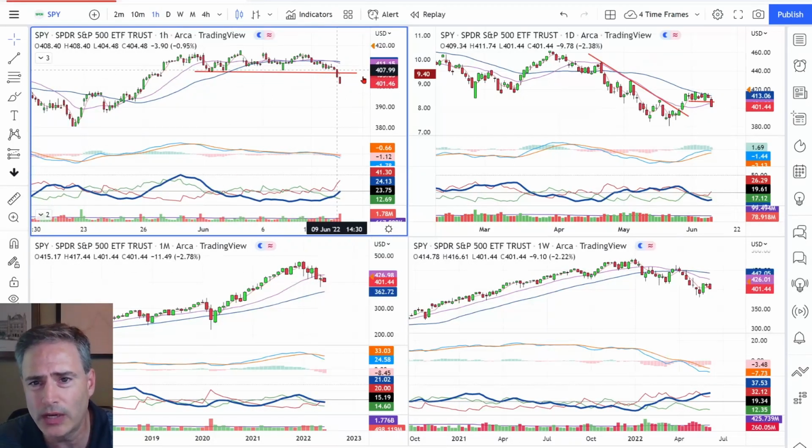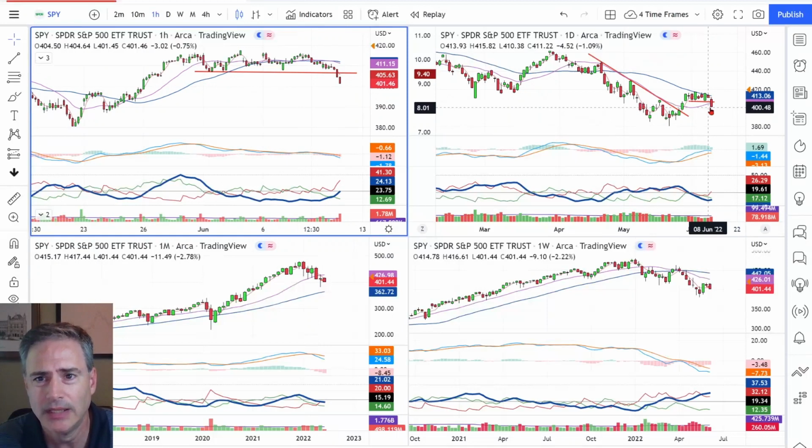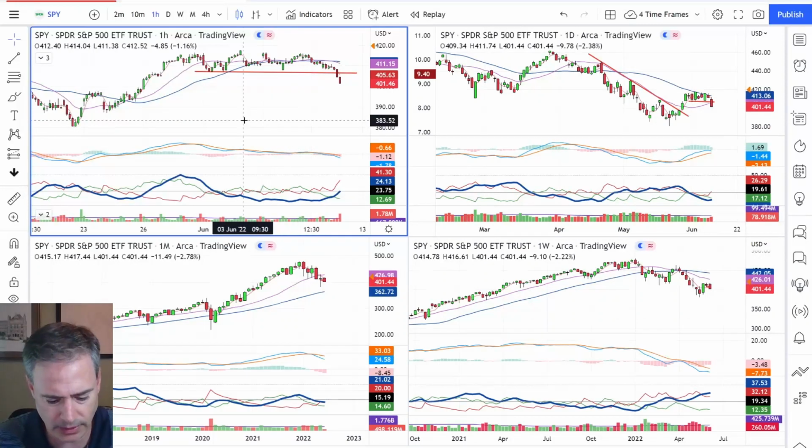You could be short here, still anticipating the possibility that this is a 2. This is an aggressive way to trade this, but it is a way you could be done based on what's taking place on the weekly, taking place on the daily, and the hourly. Okay, so I hope all that makes sense. But let's go ahead and look at a couple other.